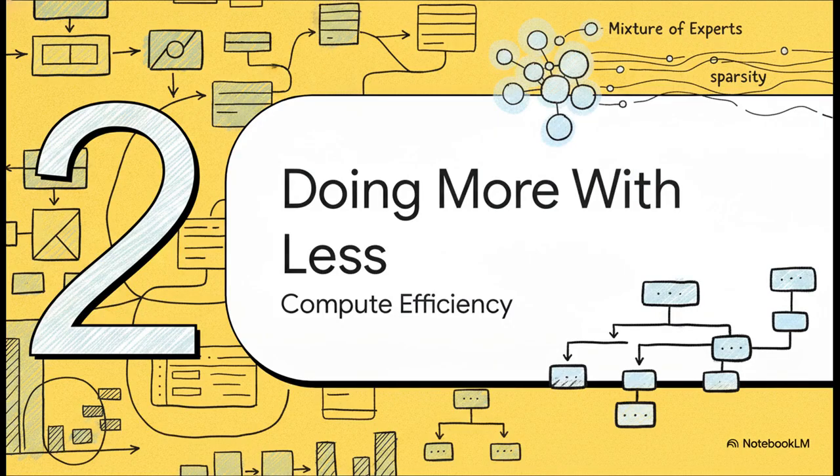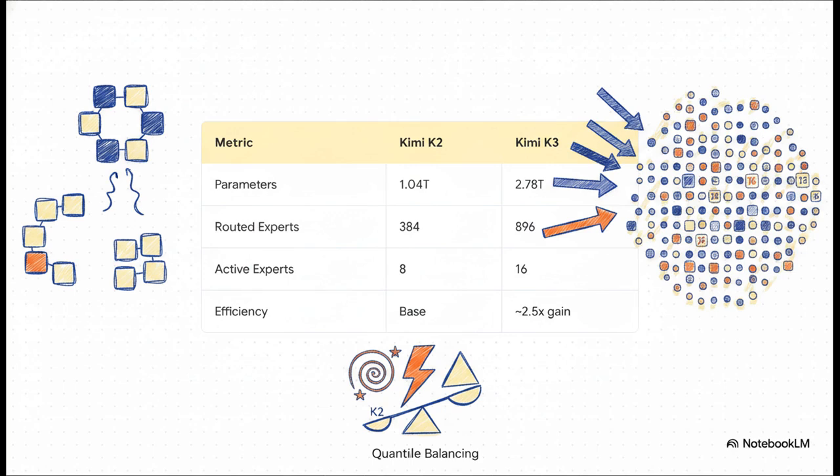Moving right along to Section 2, doing more with less. And this brilliantly illustrates exactly how Kimi K3 achieves that massive sparsity. It's all about its advanced mixture of experts, or MoE, architecture. If we compare K2 and K3, K3 utilizes a framework called Stable Latent MoE. It relies on this vast network of 896 routed experts, but for any given token, it only calls the exactly relevant 16 experts. When you compare that to K2, which had 384 experts and activated 8, K3 is just significantly larger and way more granular.